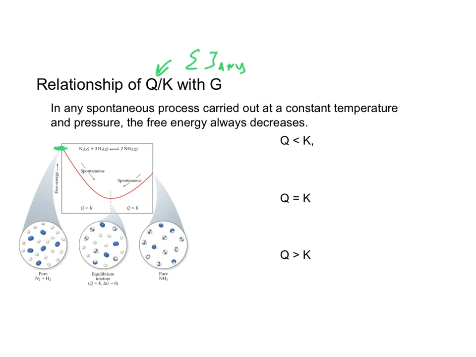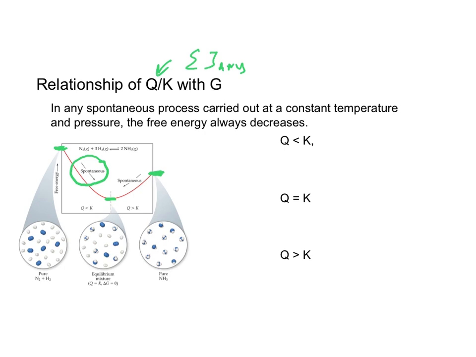Here is our reactants, nitrogen and hydrogen. Here is our product, ammonia. We know they are going to eventually reach equilibrium in the course of the reaction. If we start with reactants, we see that it is spontaneous in the forward direction towards equilibrium.